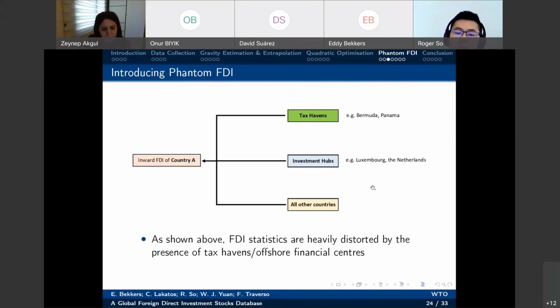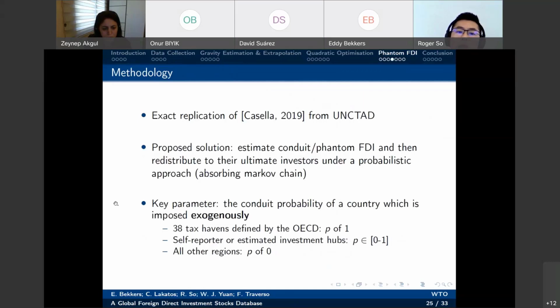So this just shows that our FDI statistics are heavily distorted by the presence of tax havens and offshore financial centers. The methodology that we have adopted to adjust this is an exact replication from a paper by Bruno Casella, an economist from UNCTAD, who proposed a solution to first estimate phantom FDI, and then redistribute it to the likely ultimate investor under a probabilistic approach. More specifically, the absorbing Markov chain. And the key parameter used here is the country probability, which is imposed exogenously.